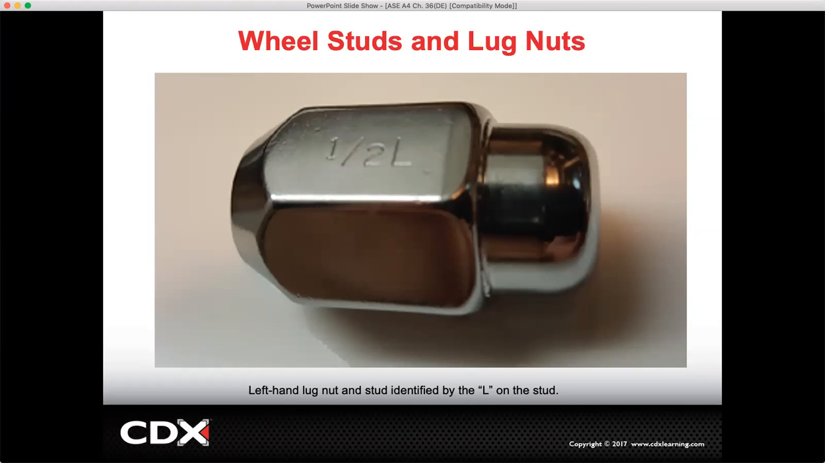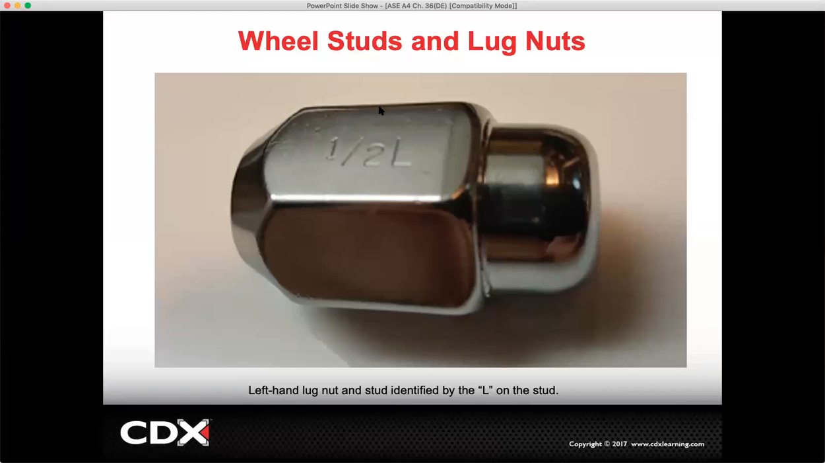Most lug nuts and studs are right-hand threaded, but you do get some that are left-hand threaded, like this one that we have in the picture here. Usually you can tell because this one has an L, or they have a little slit cut into the side of the lug nut.